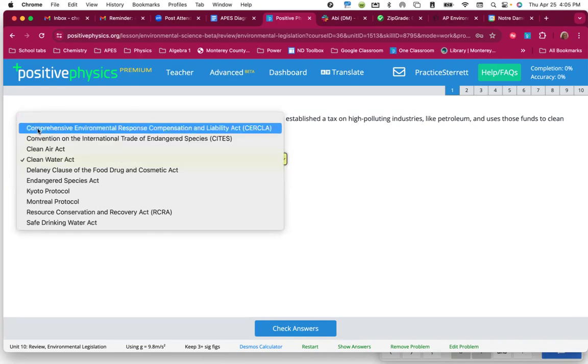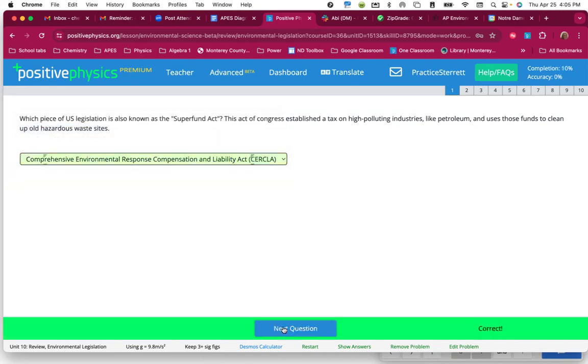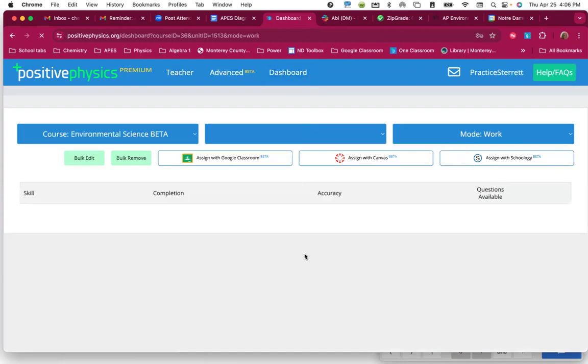And then when you get it right and check your answer, it'll turn light green if you got it right eventually, and it turns bright green if you get it right on your first try. So that's the legislation review. That's a little skill that you can assign to your students on here.